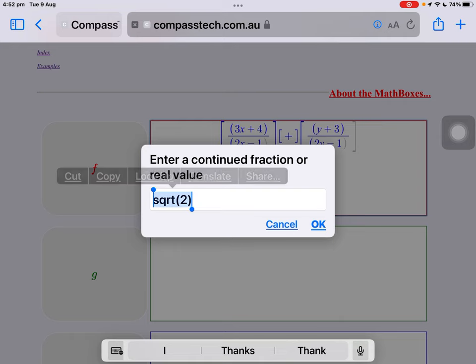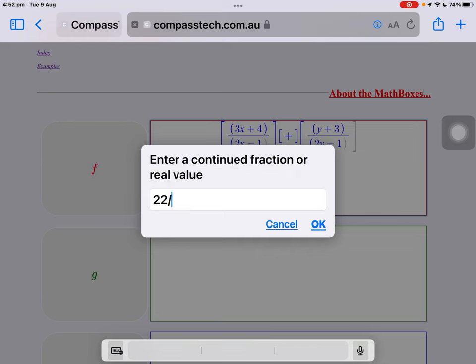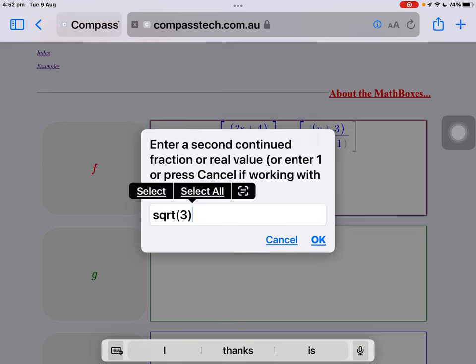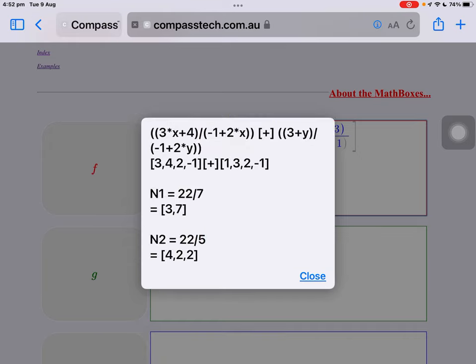Now, let's put in 22 over 7. That's our first one. And say, we'll stick to 22 over 5. Now, 22 over 7 as a continued fraction is 3, 7. It's got only two terms, 3 and 1 seventh. 22 over 5 we know is 4, 2, 2.